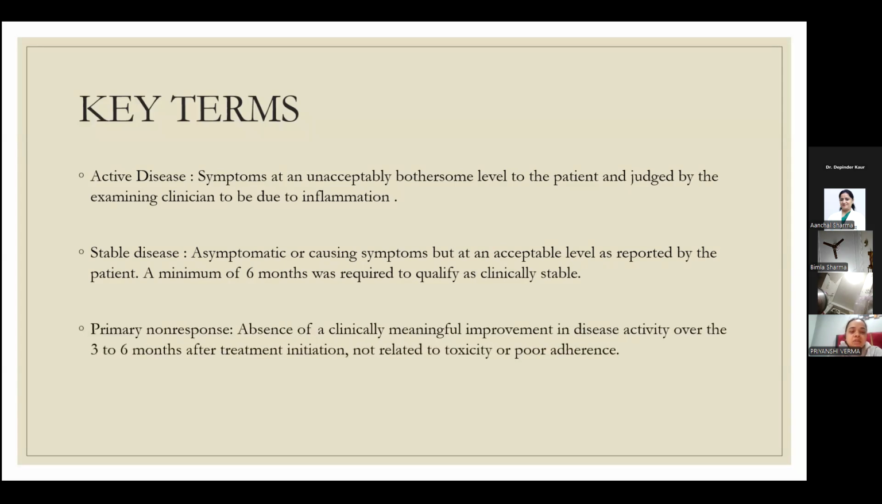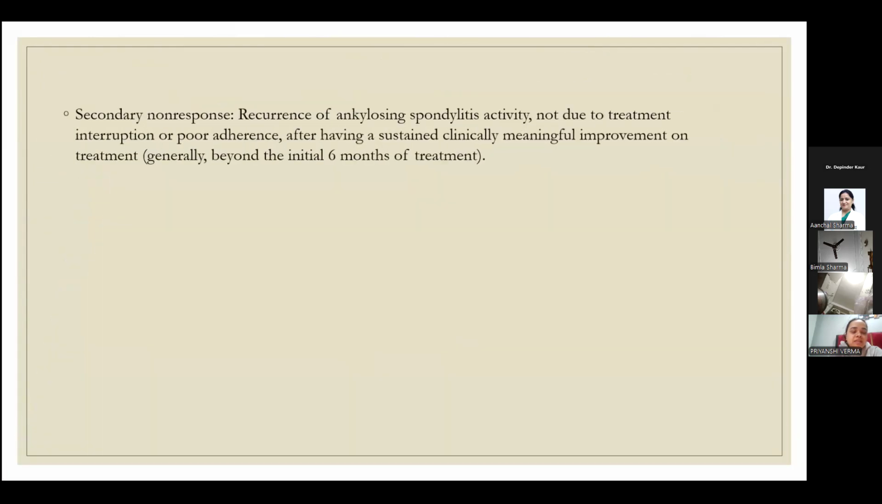Primary non-response is the absence of a clinically meaningful improvement in disease activity over the 3 to 6 months after treatment initiation, not related to toxicity or poor adherence. Secondary non-response is recurrence of ankylosing spondylitis activity, not due to treatment interruption or poor adherence, after having a sustained clinically meaningful improvement on treatment, generally beyond the initial 6 months of treatment.